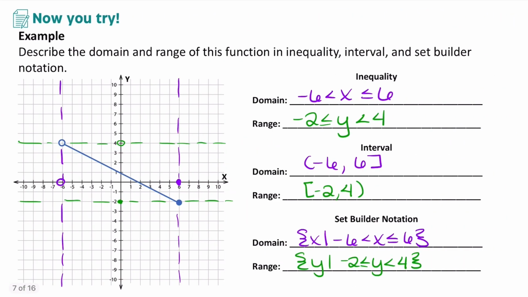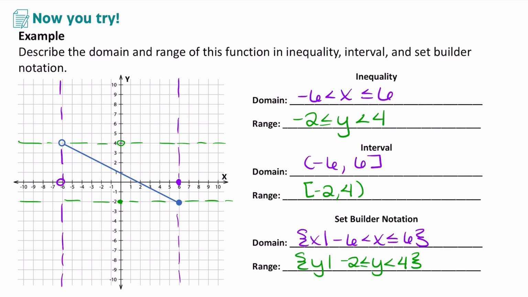So in this function, notice that the domain goes from -6 to +6. The -6 is not included. The +6 is included, so it's going to be -6 less than x less than or equal to 6. The range goes from -2 to 4. The -2 is included and the 4 is not included. So it's going to be -2 less than or equal to y, which is less than 4.